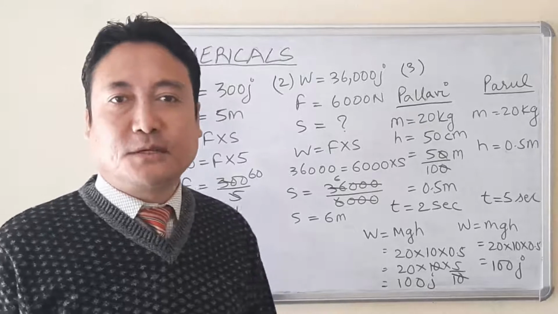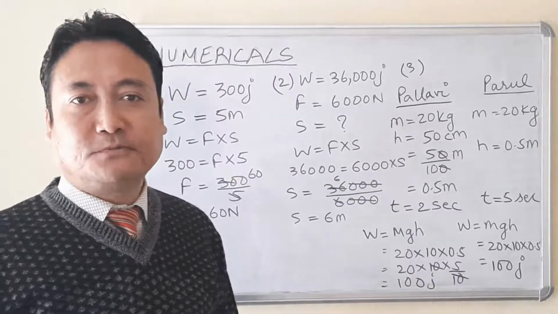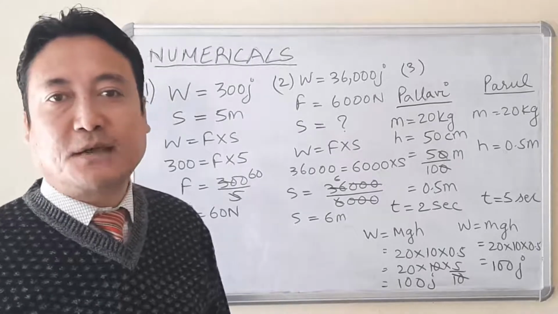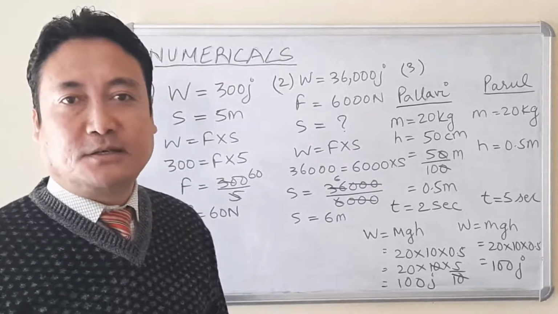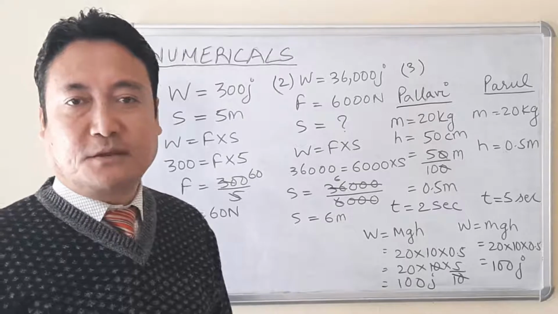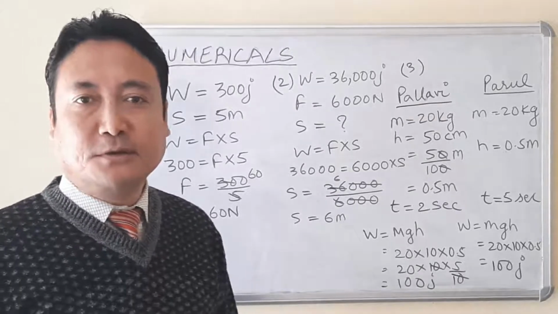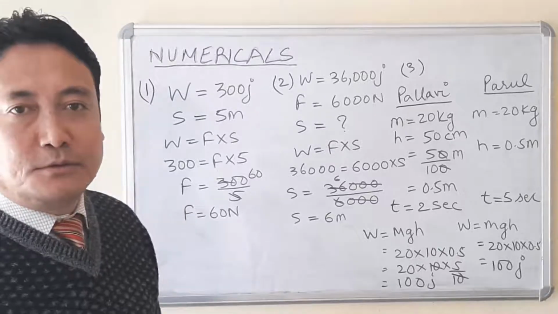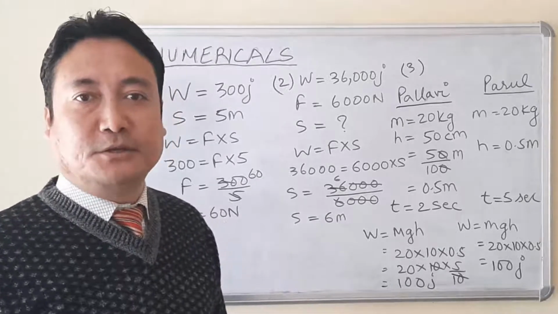We'll solve some numericals from the book also. From the book, 3 numericals are there. Then also the numericals which I have sent you in the last class. There are 5 numericals I have sent you. So I'll tell you how I'll solve it, how to explain the numericals.